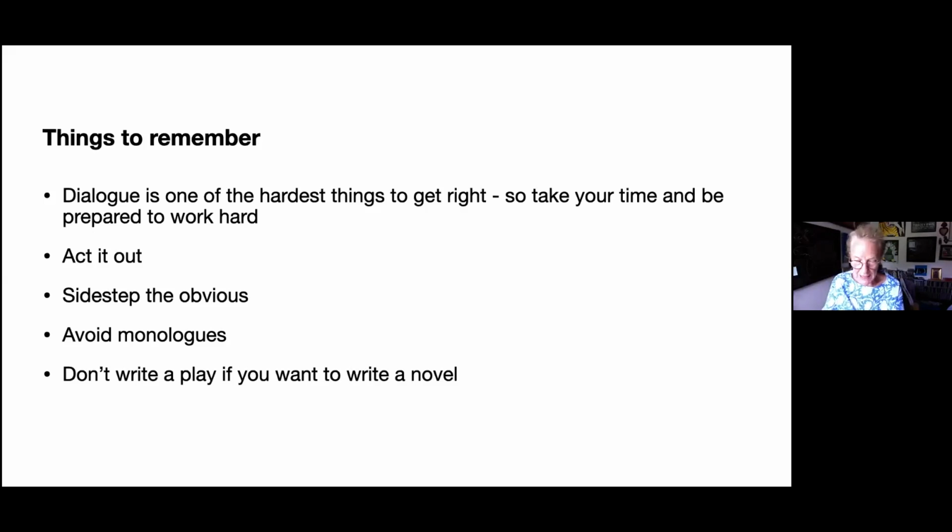Too much tagging. I know this is a tricky one, but we don't need to say, John said, Sarah said, John said, Sarah said, because in a conversation, you can have 4 or 5 statements and follow who's talking before you have to introduce a tag again. He said, she said. So play with that quite a lot. Try taking it out and seeing if you can tell who's speaking from what's being said, rather than having to tell us who's speaking.